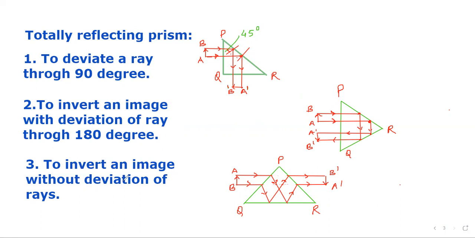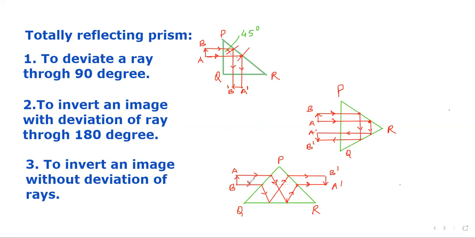Now consider the third case, to invert an image without deviation of rays. So here, this is the object. The ray moves like this. At this point, there is refraction. At this point, there is total internal reflection.